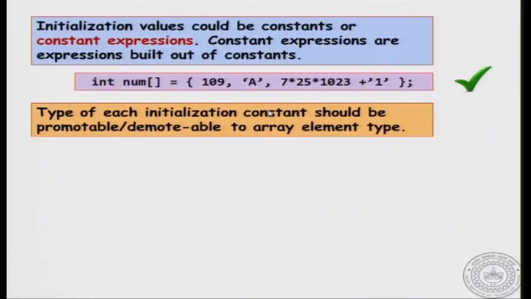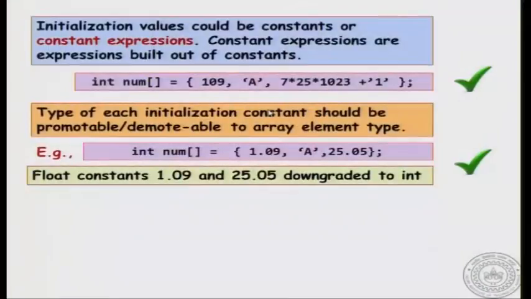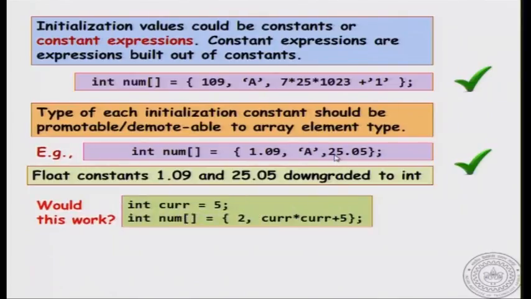So the type of each initialization constant should be promotable or demotable to the array element type. So each value in the initialization list should be compatible with, let's say, integer, because we have declared the array of type integer. So what do I mean by that? For example, I can initialize an array num with the initialization list 1.09, then comma 'a', comma 25.05. So this is okay because the floating point values can be downgraded to integers. So maybe this will be initialized to 1, then whatever the ASCII value of 'a' is, let's say 65, and then 25.